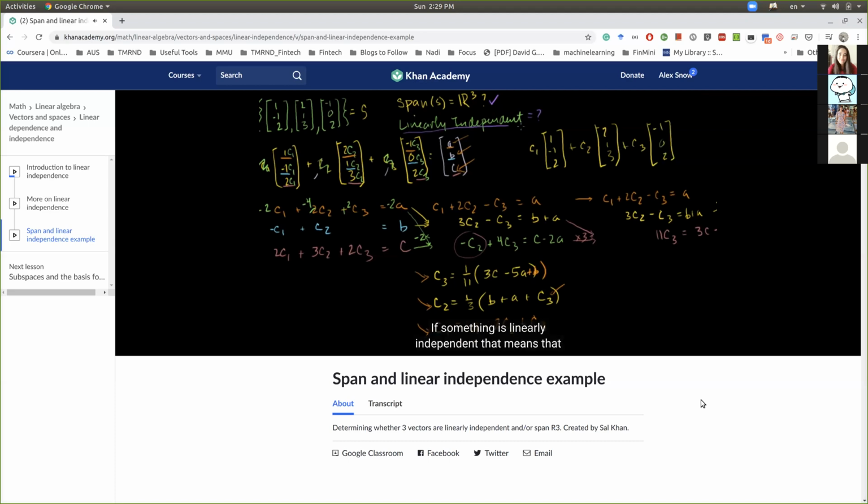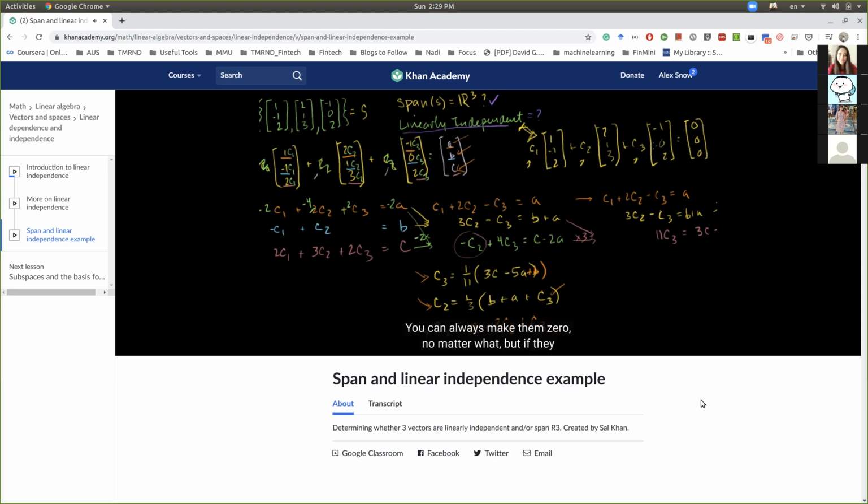So if something is linearly independent, that means that there's only one solution to this equation. So if I want to find some set of combinations of these vectors that add up to the 0 vector, and I did that in the previous video, if they are linearly dependent, there must be some non-zero solution. So at least one of these constants would be non-zero for this solution.